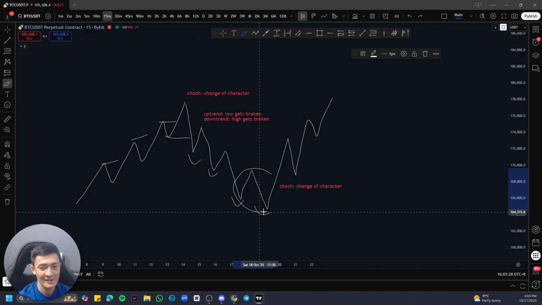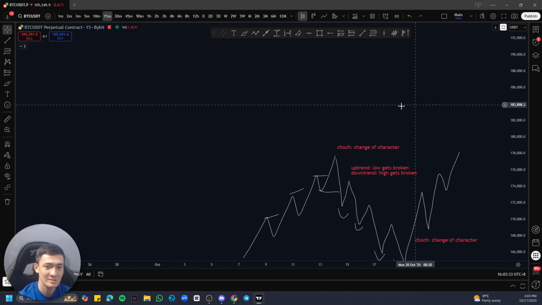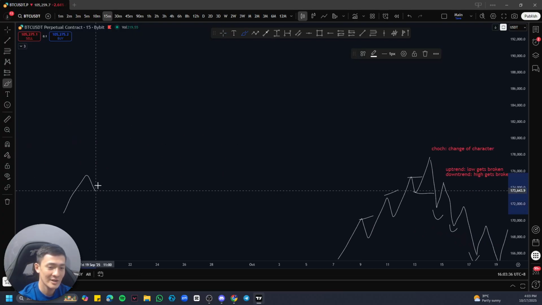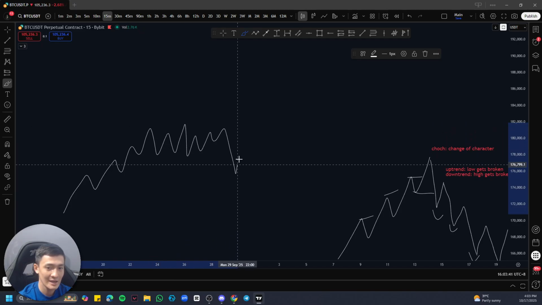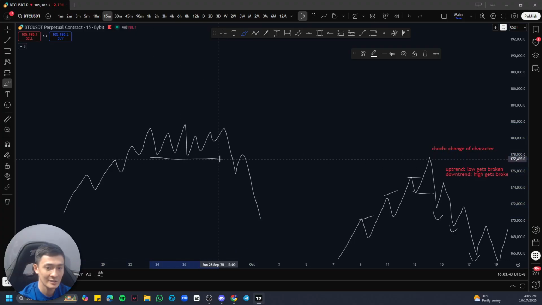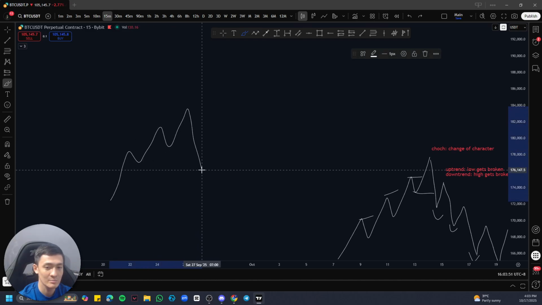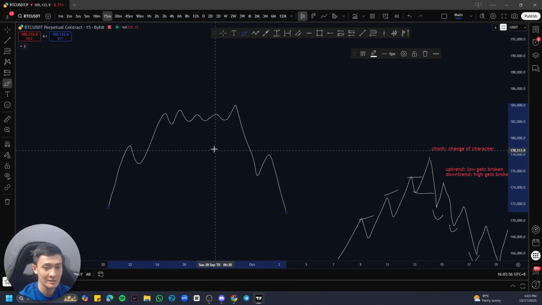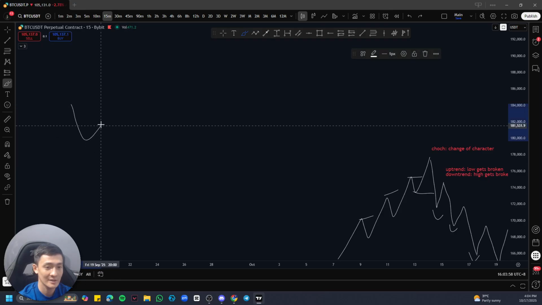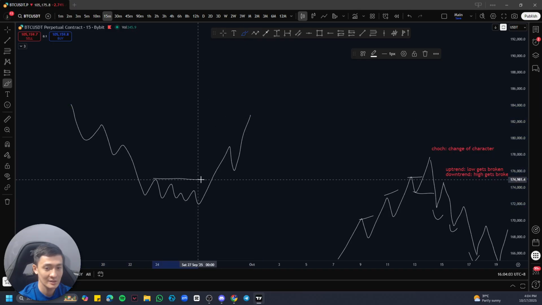Okay, so this is a change of character, but this change of character is not always so perfect like this, right? You won't always see it so perfect. Usually what happens is, after a trending market, there will be a sideways phase. That is when the change of character happens. Boom, break here, change of character. It's not always so clean. There's usually a consolidation and then the change of character happens. Or from a downtrend, consolidation, boom, change of character happens.